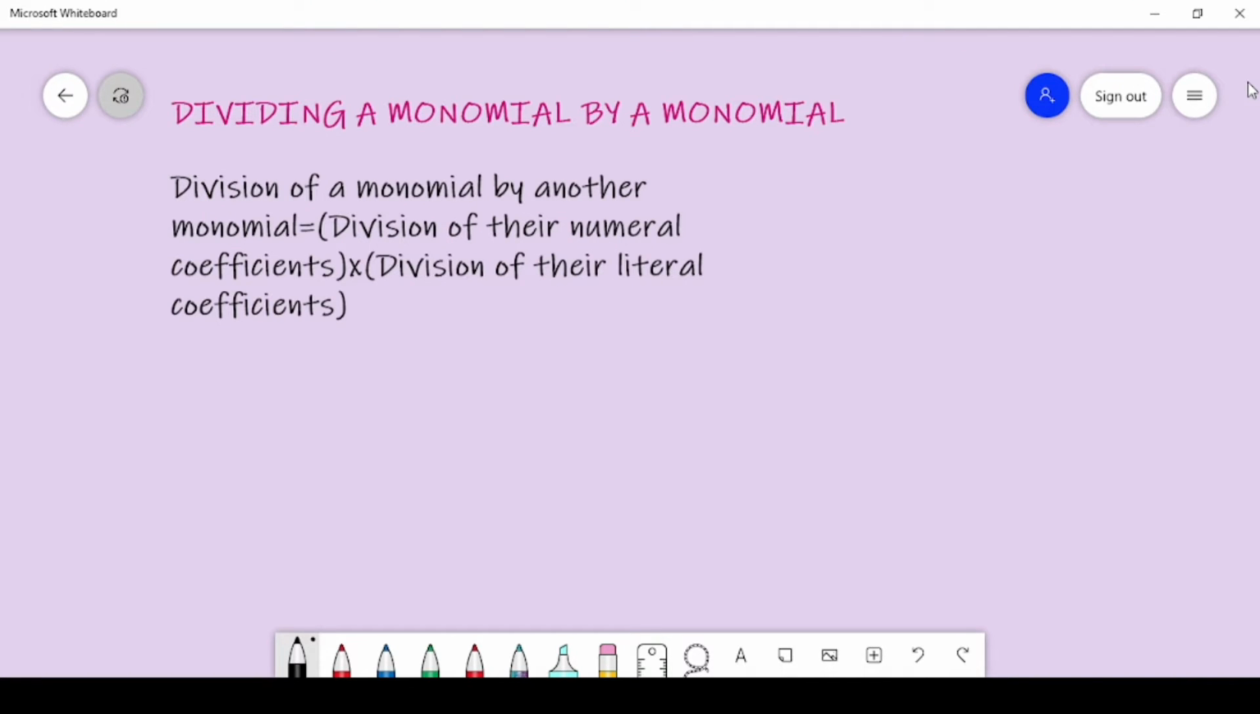Welcome students. Today we will learn the division of algebraic expressions. In the first part, we will learn dividing a monomial by another monomial.